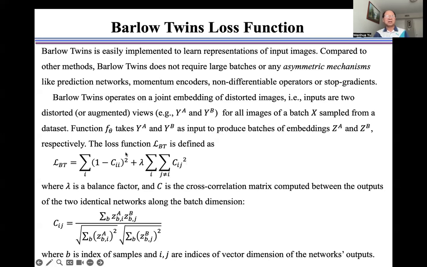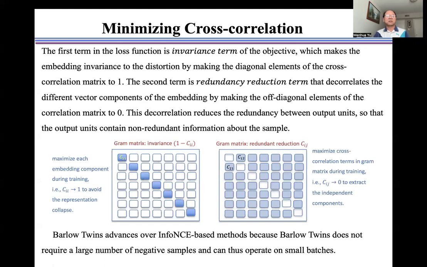The loss function is defined here, which equals two terms. One is the invariance term, and one is the redundancy reduction term, where lambda is a balance factor and C is a cross-correlation matrix computed between the outputs of two identical networks along the batch dimension, as shown here, where b is the index of samples and i, j are indices of the vector dimension of the network's outputs.